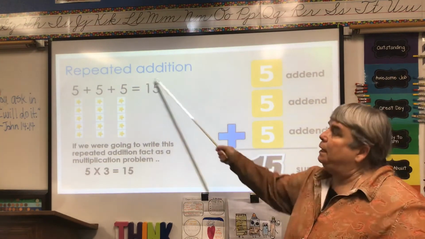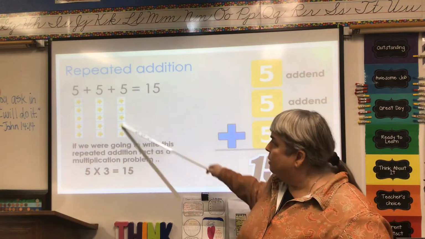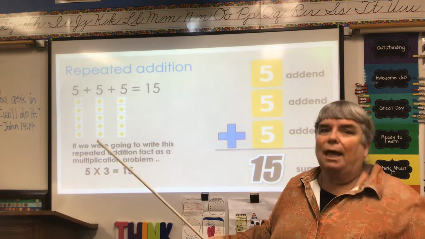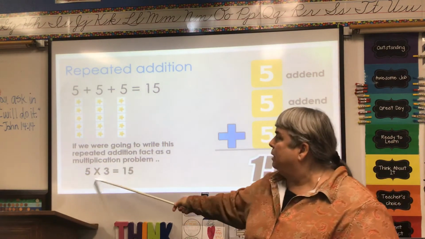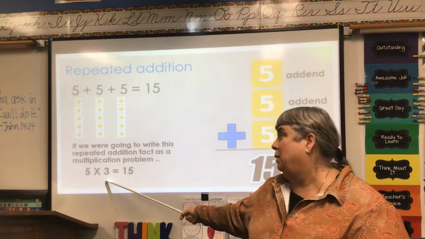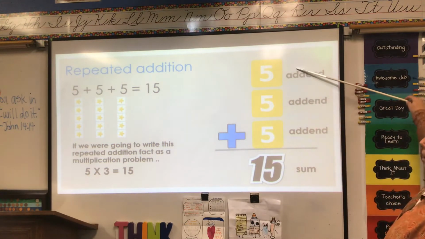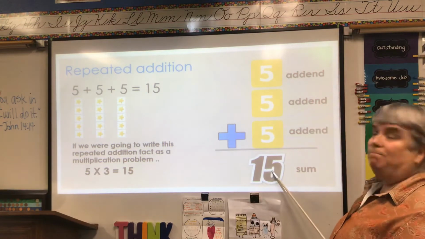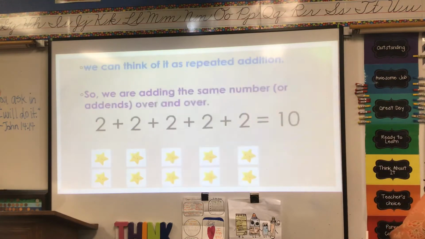Okay, so repeated addition, once again, is 5 plus 5 plus 5. In this problem, how many equal groups do we have? 3, and each group has 5. So we could say, right down here, it says 5 times 3 equals 15. And here you see it, 5 plus 5 plus 5 equals 15, right?